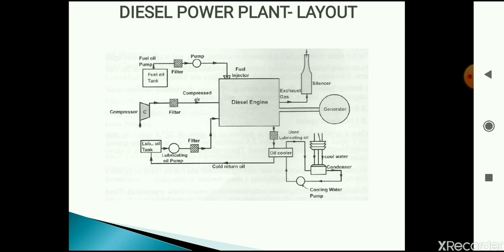These plants are utilized as a standby source of power, or we can use these plants as mobile plants. In railways and ships, these plants are widely used. These plants are very reliable to use in industries also. They can be used to generate power up to 50 megawatts.